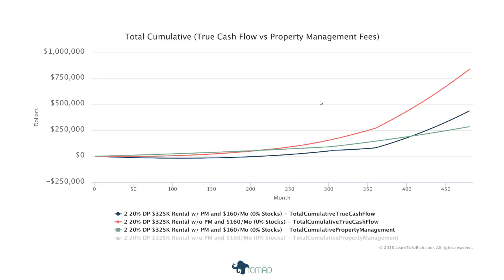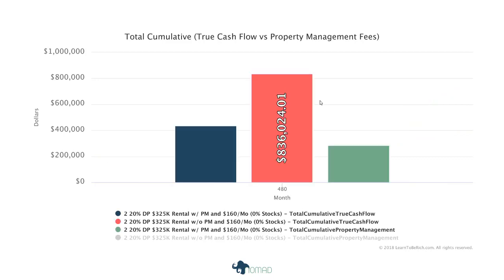Okay. So here it is at the end, month 480. This is how much cash flow you had if you didn't hire a property manager, $836,000 total over that whole period. And then the blue line is how much you made in cash flow, and the green is how much you paid in property management. And these are the ones where you're managing. If you add these together, it should equal this.